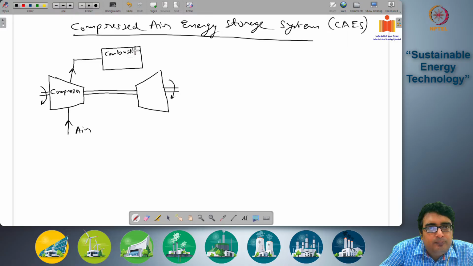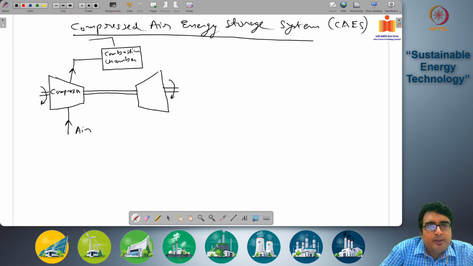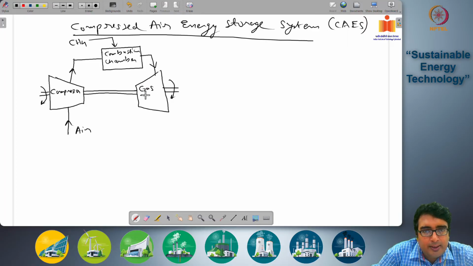Combustion chamber. Okay. In this combustion chamber, the fuel, which is usually methane or natural gas, is coming into the combustion chamber, mixing with the compressed air and is burning, and the hot pressurized combustion gases are going out of the system. So here we have compressed air line, and this is compressed hot combustion gases. This is going out of the system and is going into your gas turbine.